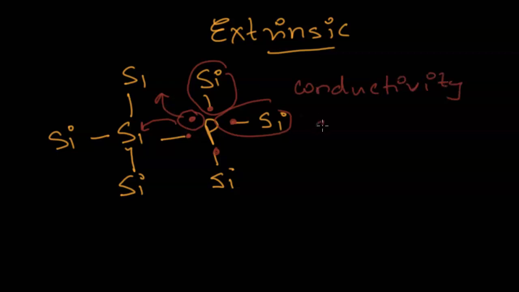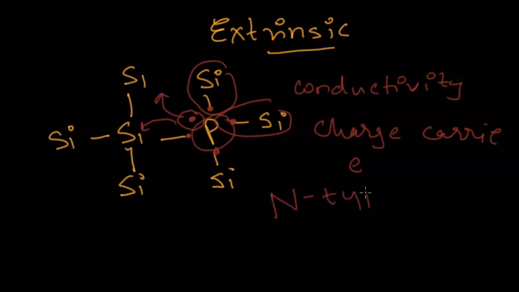As we have an extra electron, the charge carrier in this type of semiconductor is an electron. A semiconductor material with this type of doping, that is, a doping belonging to group 5 of the periodic table, is called an n-type semiconductor.